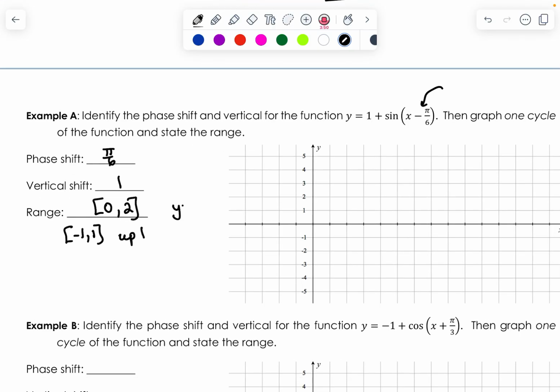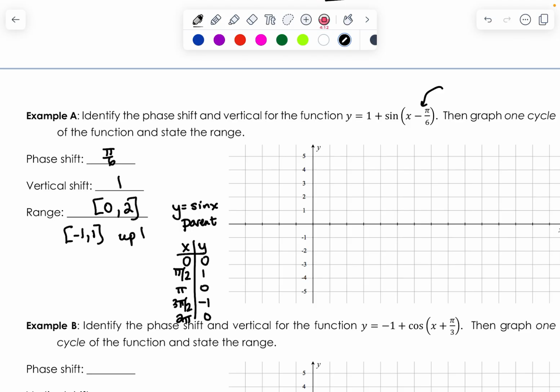Then let's look at y equals sine x. So this is my parent function. Until I get it memorized, I'm going to encourage you to jot them down. We use the unit circle, so that's where these 5 values come from.